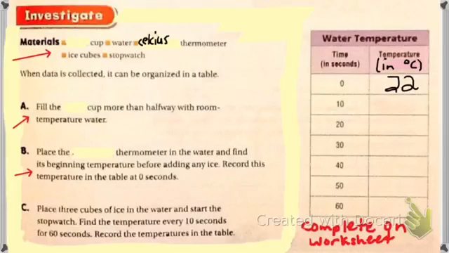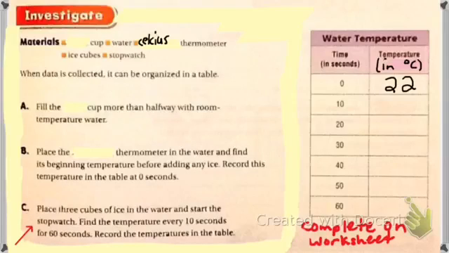I don't have to write the degree Celsius sign, as that is already up here, and it tells me that everything in this column is degrees Celsius. So now I moved on to step C. I placed 3 ice cubes in the water and started my stopwatch. I found the temperature every 10 seconds for up to 60 seconds. Actually, I went up to 80, but we're only going to record up to 60. And I have to record the temperatures on the table.